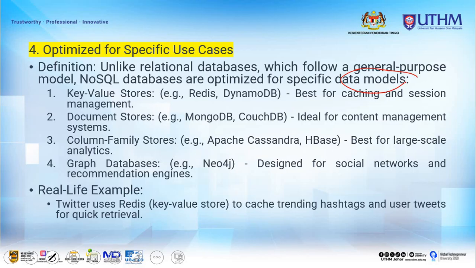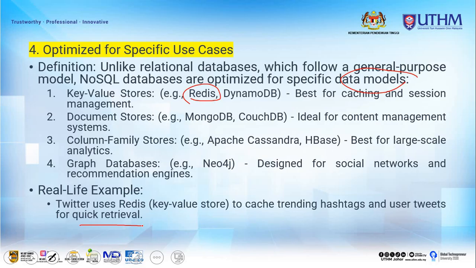For example, you can see there the real-life example. Twitter uses Redis, the key-value store. Redis comes from here. Redis is used to cache trending hashtags and user tweets for quick retrieval. See, quick retrieval.